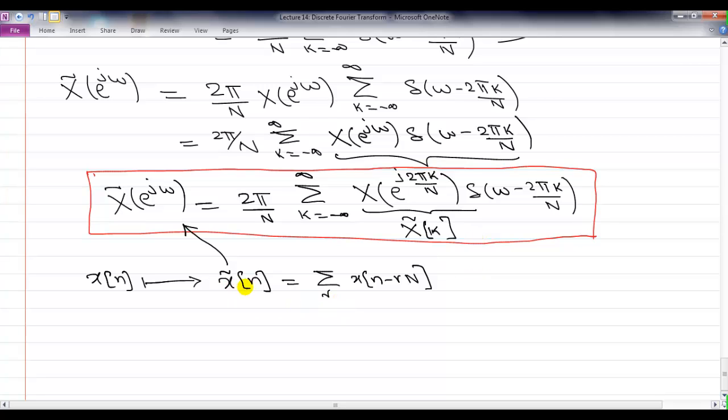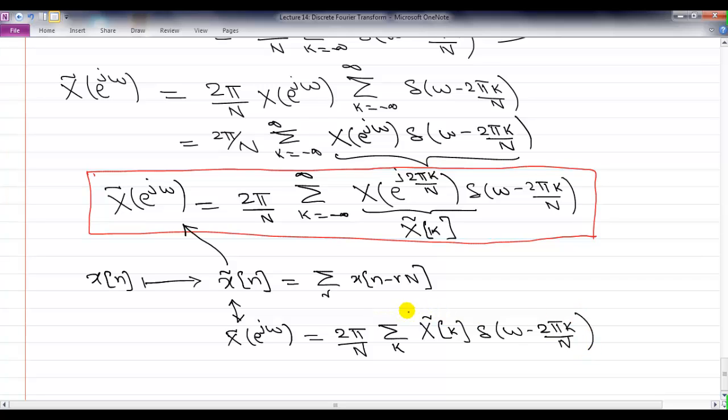So if I were given just this periodic sequence, I could have computed its discrete time Fourier transform as 2 pi over N summation k x tilde of k delta of omega minus 2 pi k over N. Okay? So this is one expression for the discrete time Fourier transform of my periodic sequence. This is another expression for the discrete time Fourier transform of my periodic sequence. The only difference is this.